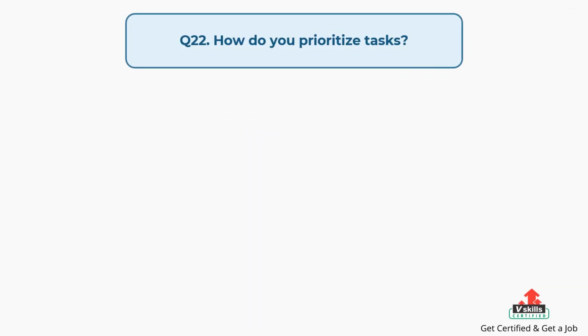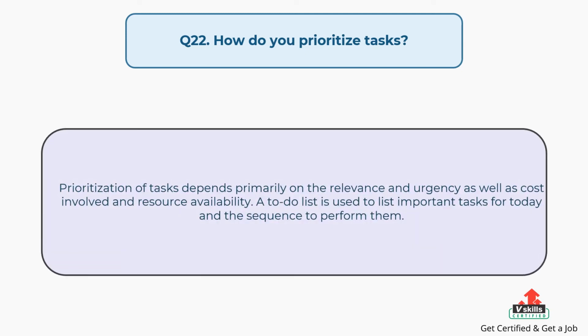Question number 22. How do you prioritize tasks? The answer is, prioritization of tasks depends primarily on the relevance and urgency as well as cost involved and resource availability. A to-do list is used to list important tasks for today and the sequence to perform them.